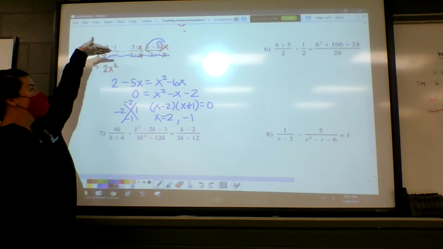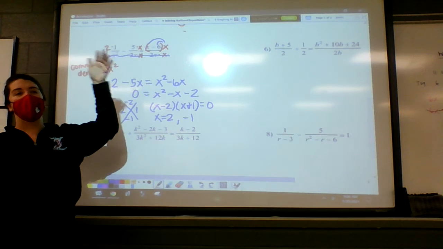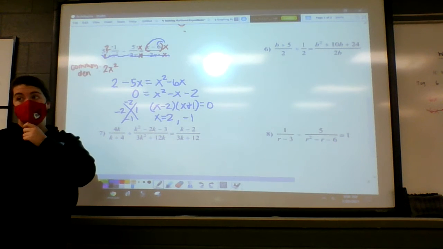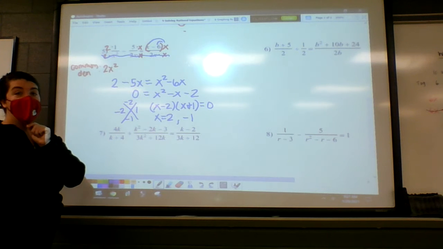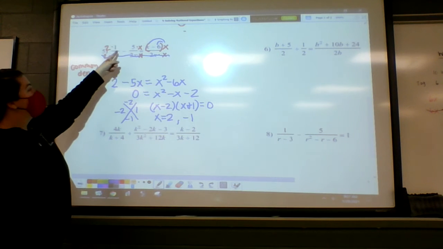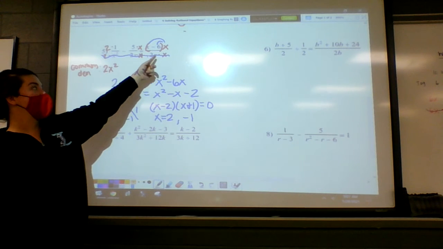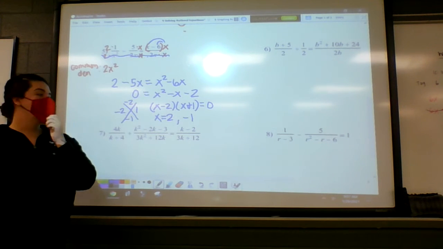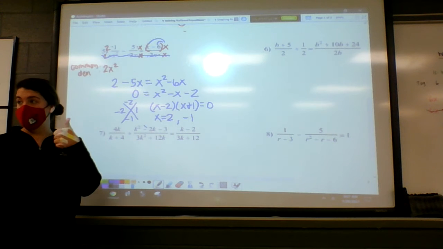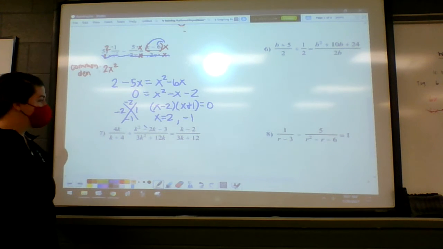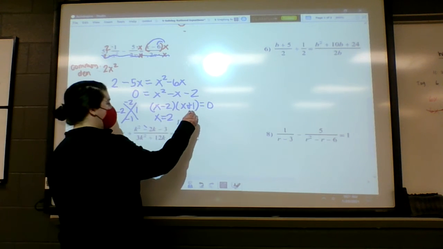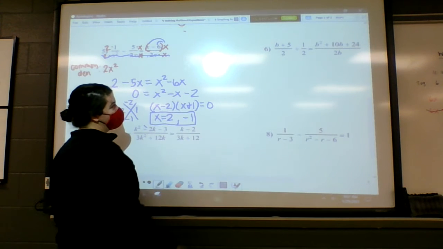It might be useful to just say, what number can we not have? 0. You can't have 0, right? X squared, can't put in 0. 2x, can't put in 0. 2x again, can't put in 0. So as long as you don't have 0, then your solutions are good. So there are 2 there, 2 and negative 1.